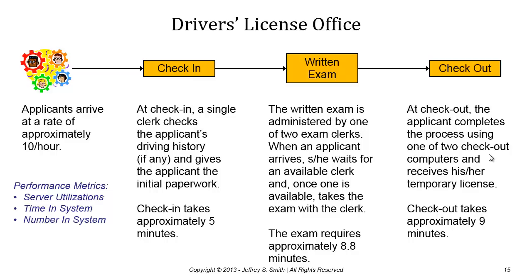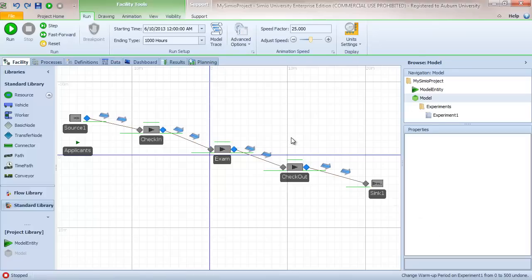So in this fourth video of this lab, we're going to look at the proposed modifications to the driver's license office. Recall in the previous videos we implemented the current configuration where applicants arrive, go through check-in, written exam, and check-out. And we created the corresponding Simio model and went through a verification exercise to make sure that we had modeled the system correctly.